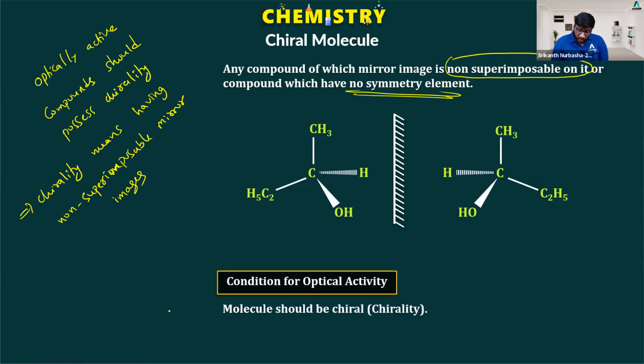The condition for optical activity is that the molecule should be chiral, or it should possess chirality. That does not mean it always has chiral carbons. There are some molecules without any chiral carbon which are optically active. There are some molecules which have chiral carbons but are optically inactive. Although we have a chiral carbon, that does not mean it is optically active, because if the mirror images are superimposable on each other, then they are said to be achiral in nature.